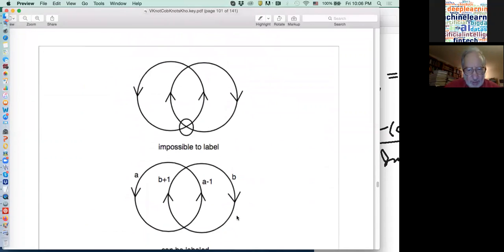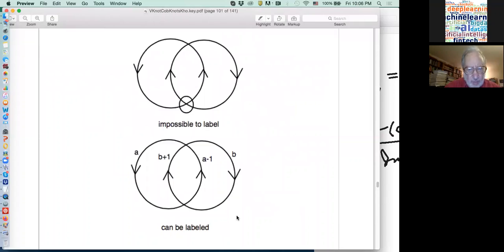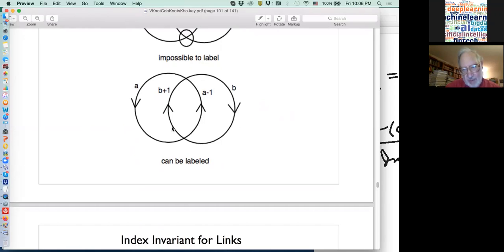I do want to point out what happens if you try to label a link. It's interesting. Notice what happens here. You try labeling this link, and this goes down by 1, but it comes back around and has to be equal to itself. So it can't be. A minus 1 is not equal to A. So some links can't be labeled. On the other hand, this can be labeled. You start with B, you go through, it's B plus 1, then you come back, B.